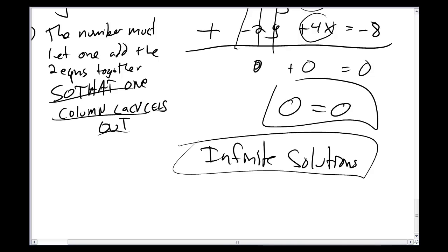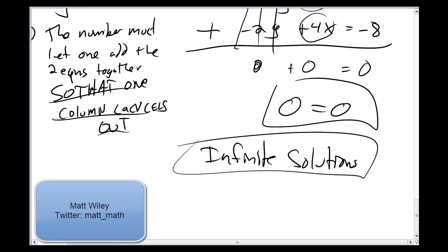Anyway, this is an infinite solution one. So now you're ready to tackle systems of linear equations in two variables and use the most effective solution system possible to get no solutions, one solution, or infinite solutions.